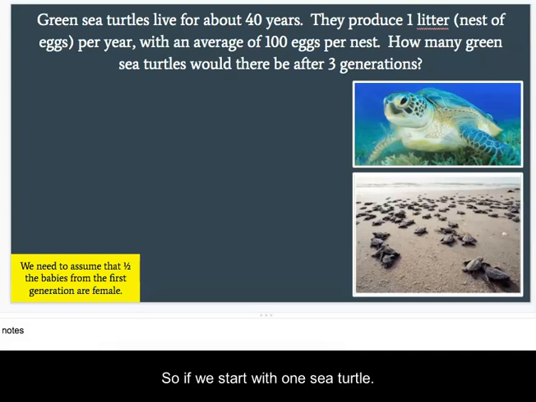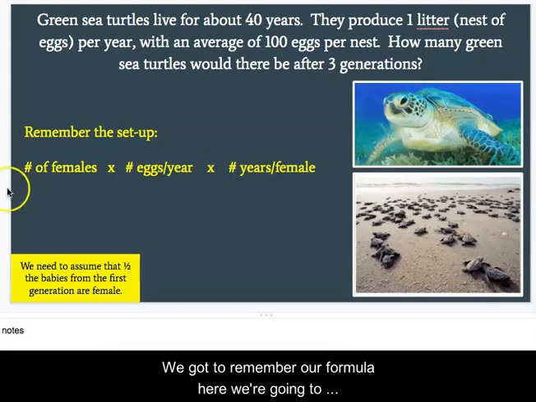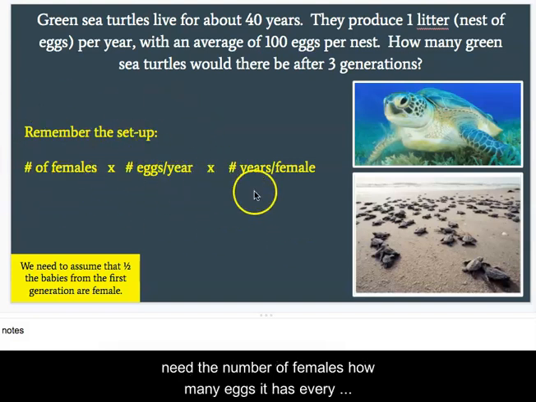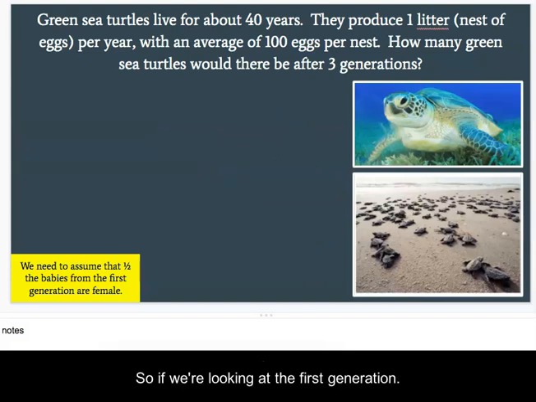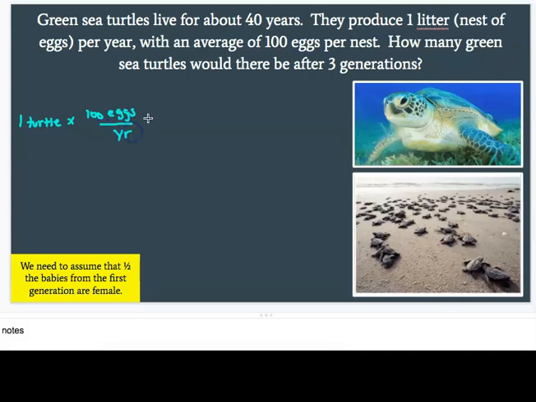So if we start with 1 sea turtle and it then has babies, we have to remember our formula here. We're going to need the number of females, how many eggs it has every year, and then how many years that's going to be. So if we're looking at the first generation, that is 1 turtle, and it's going to have 100 eggs per year times a total of 40 years per every 1 turtle.